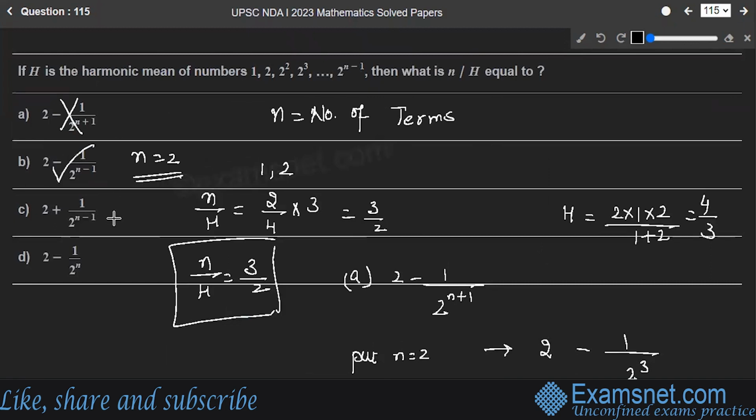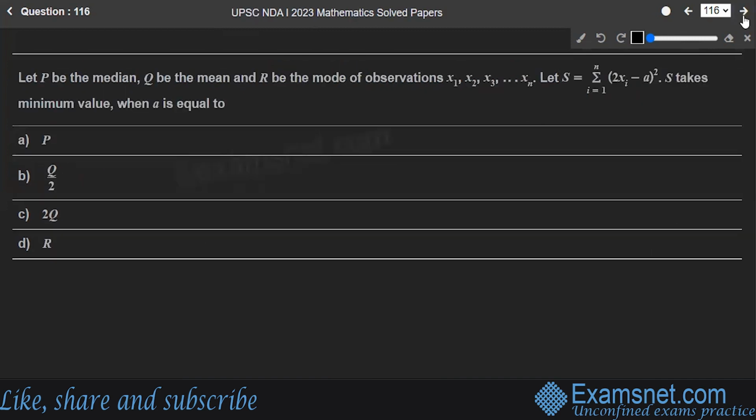Option B is the correct one. Similarly, you will check for C and D. They will come out to be invalid ones. They will not satisfy the 3 by 2 condition. So we have option B as the correct answer to the question. Hope you understood. Next, question number 116.